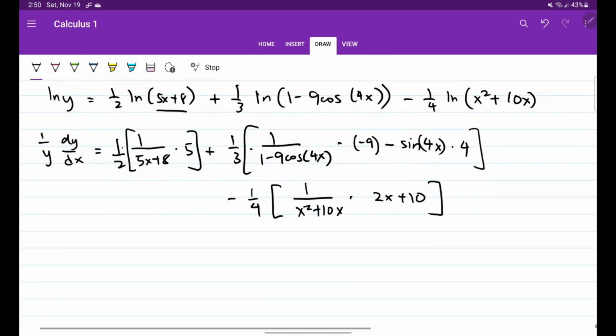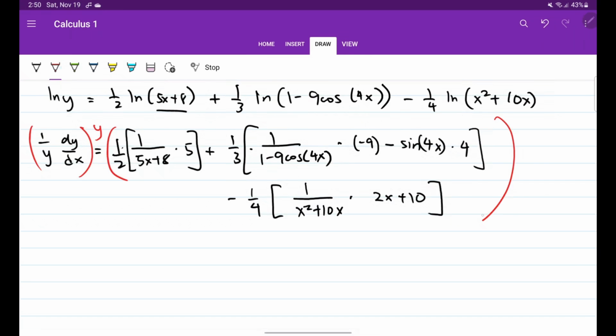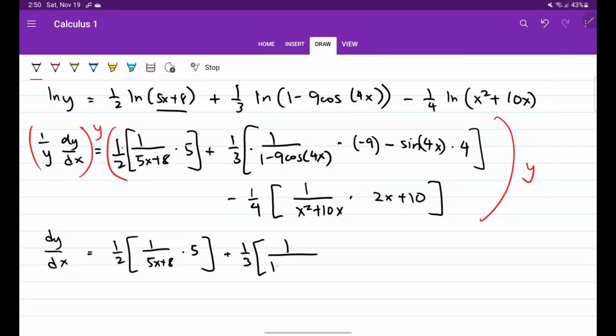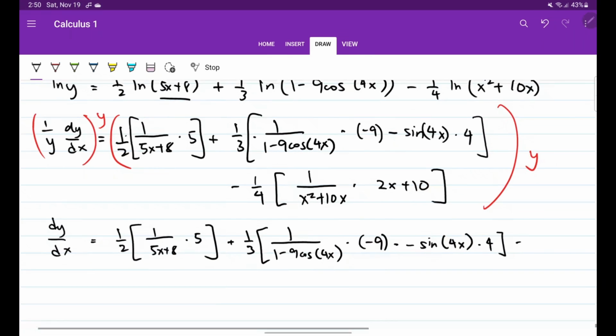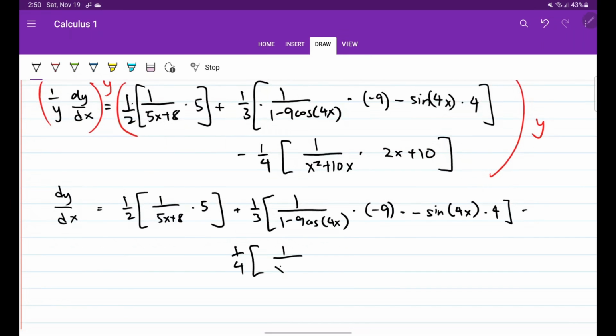Okay? And then, we multiply both sides by y. No? So, multiply both sides by y. Okay? So, copy lang natin yung buong yan. So, this is dy over dx is equal to 1 half ng 1 over 5x plus 8 times 5 plus 1/3 ng 1 over 1 minus 9 cosine 4x times negative 9 times negative sine 4x times 4 minus 1/4 ng 1 over x squared plus 10x times 2x plus 10. And this is all multiplied by y.